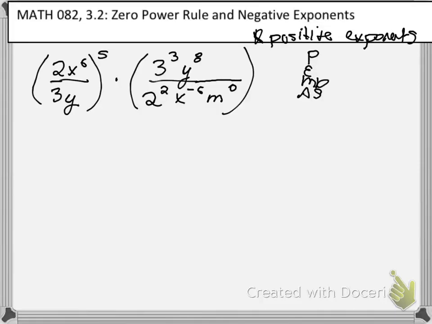Hi everyone, this is a Math 082 video on 3.2, the zero power rule and negative exponents. So the first thing I want to do is think about order of operations. My first order of operations is parentheses.